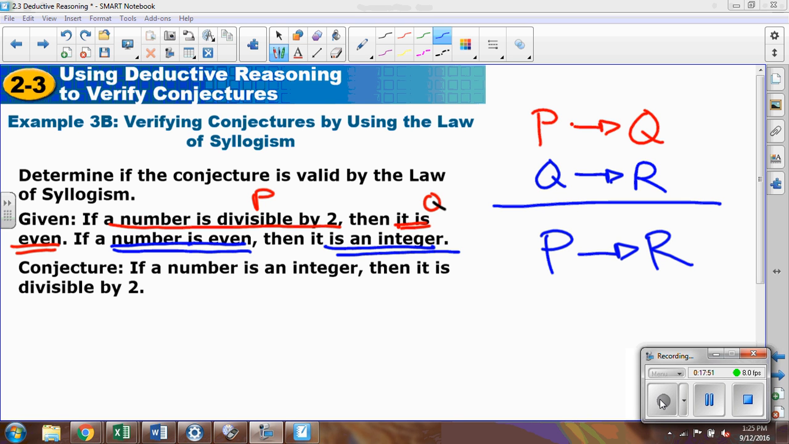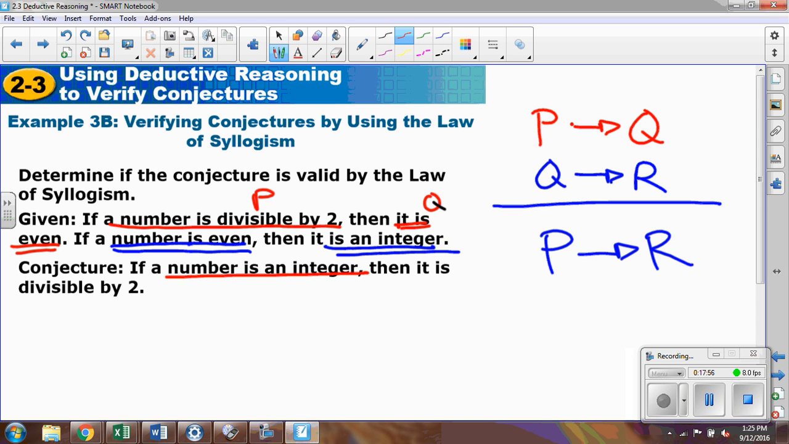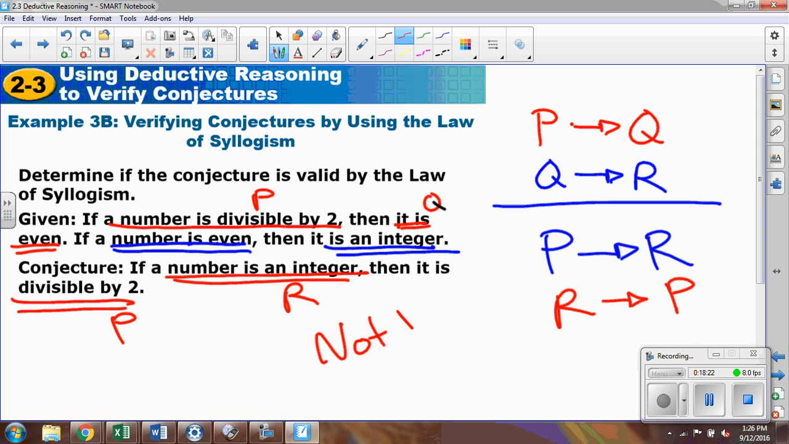Was that the conclusion then? The conclusion, if it's an integer, then it's divisible by 2. The actual conclusion had the order backwards. Everything was set up for the law of syllogism, but the actual conclusion didn't fit the conclusion that we needed. So because this has a backwards order from what we were supposed to have, this is not a valid conclusion. We don't know if that's true or not.